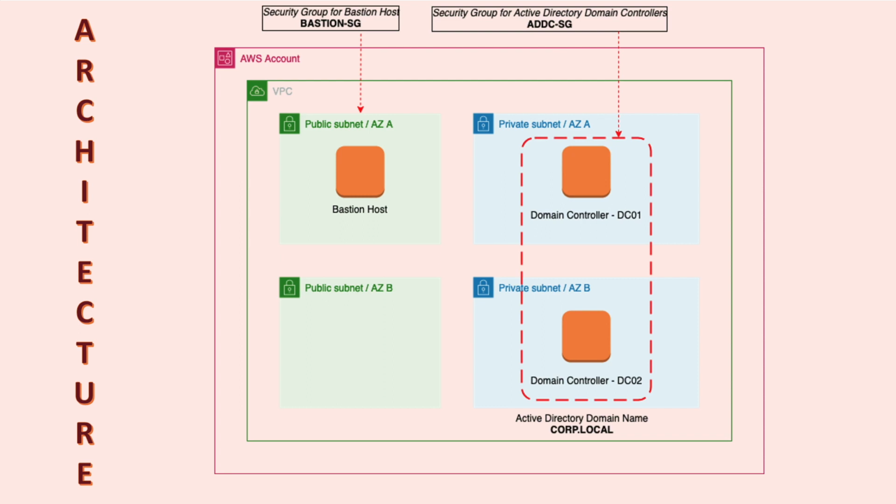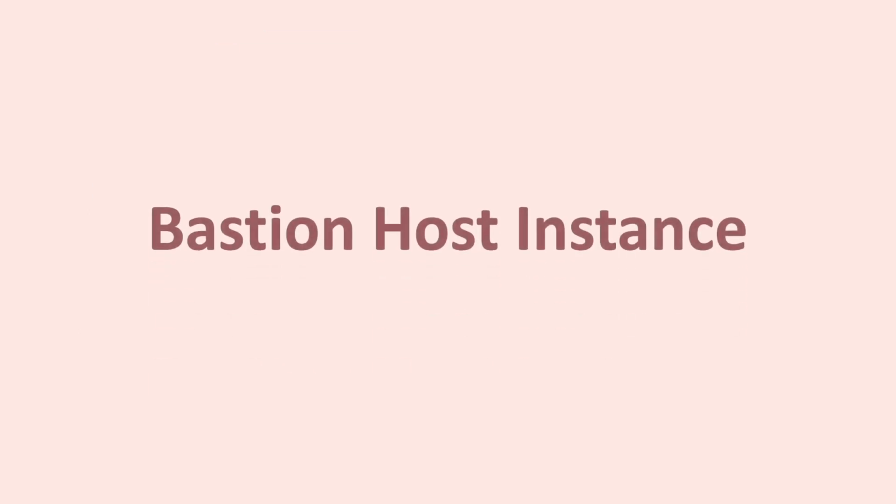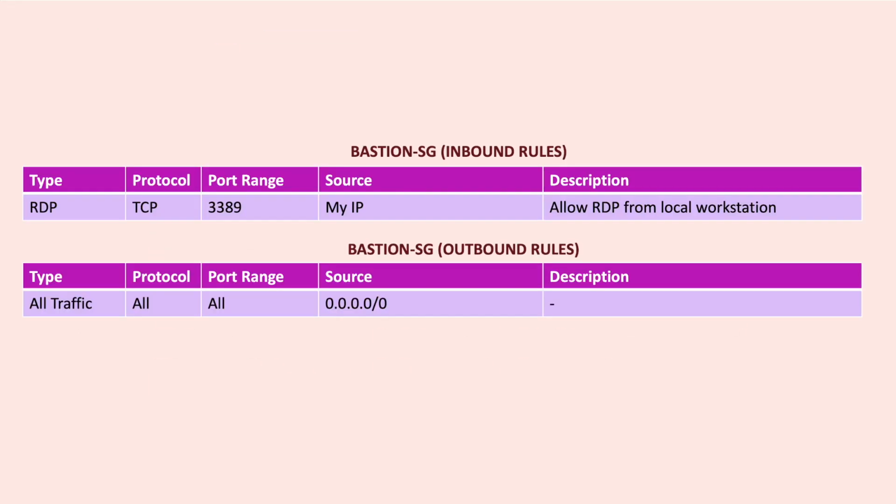We will also have the Bastion server that's attached with a security group that allows RDP traffic from the public IP of our local workstation. Let's now review security groups for the Bastion host instance. The Bastion host security group, which is named Bastion-SG, has the inbound and outbound rules that you can see on the screen. The Bastion host security group allows inbound RDP traffic on TCP port 3389 from the public IP of our workstation. And the Bastion security group has outbound rules to allow all traffic to any source.